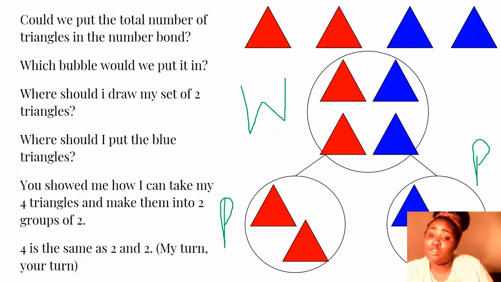So I have 2 red triangles in one part, 2 blue triangles in another part, and 4 all together in my whole. My turn, your turn. 4 is the same as 2 and 2. Or my turn, your turn. 2 and 2 make 4.